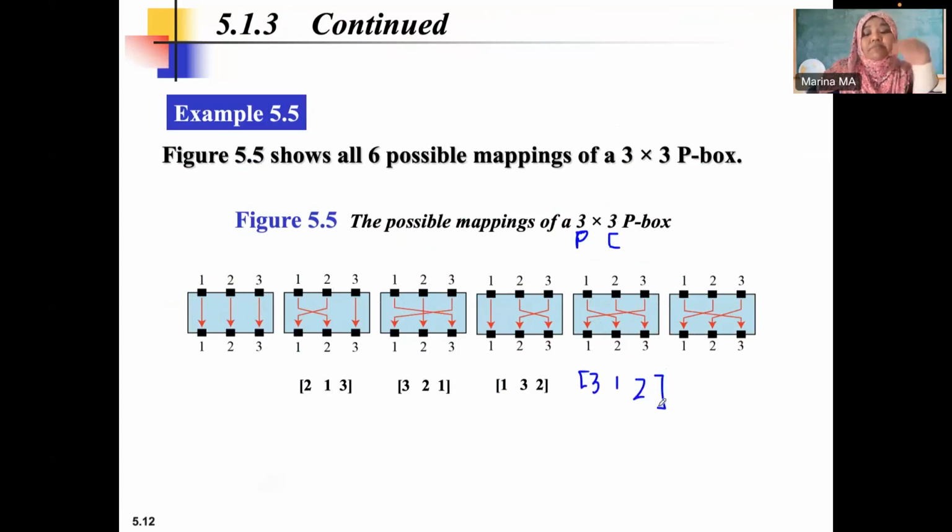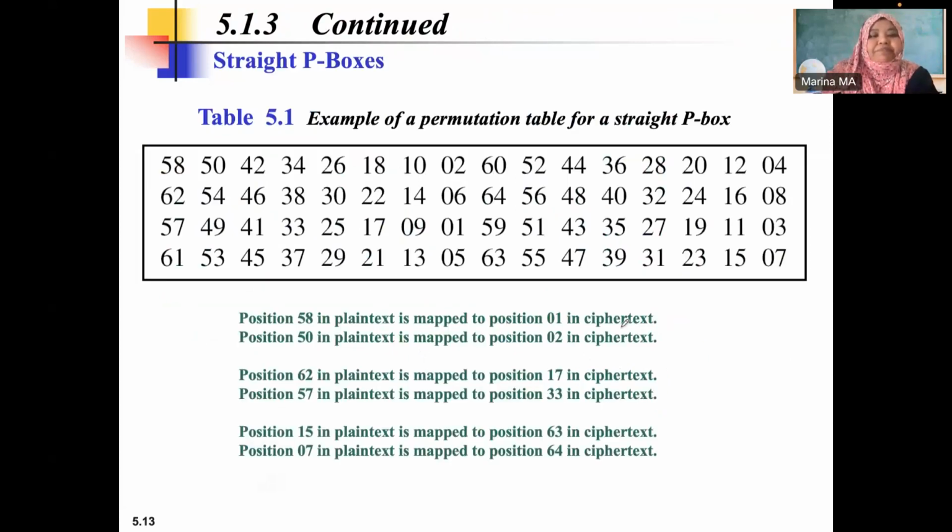So please practice going from the arrow to the table, and the table to the arrow. But the arrow is easier, because you can put the letters up here. I prefer the arrow, so for me it's easier, and maybe it will be easier for you too. So that is a straight P-box, 3 by 3. This is an example of a straight P-box. But how do we know this is a straight P-box?